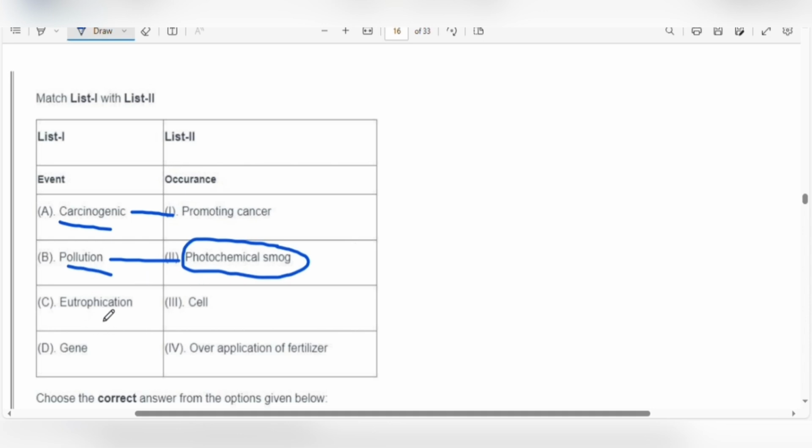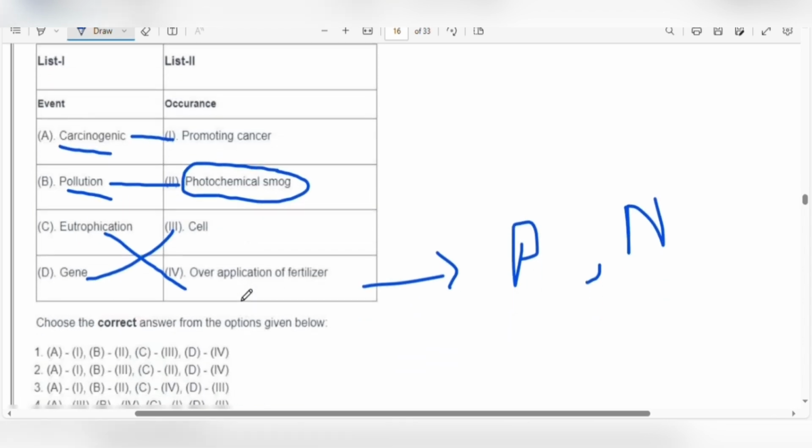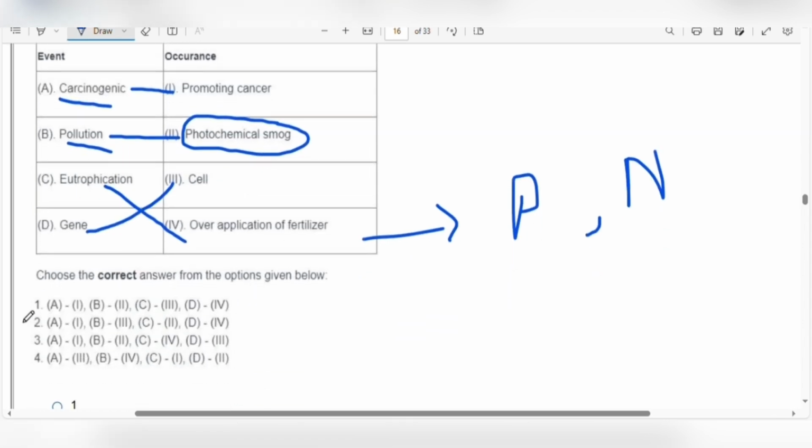And eutrophication, as I told you before also, it is over application of fertilizer and the flow of especially phosphorus and nitrogen into the water bodies is called eutrophication. Overload of nutrients, overwhelming nutrients that lead to problems like algal bloom, right? And gene is related to cell. So this is a very easy one, nothing problematic. A1, B2, C3. Oh, I'm sorry. What they are giving? Sorry. A1, B2, C4, and D3. So it is option C.